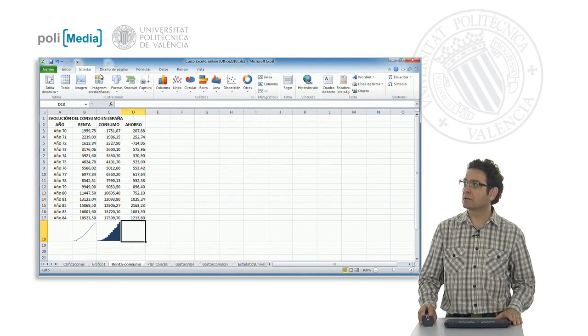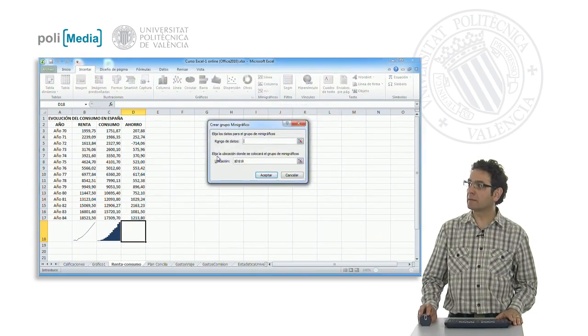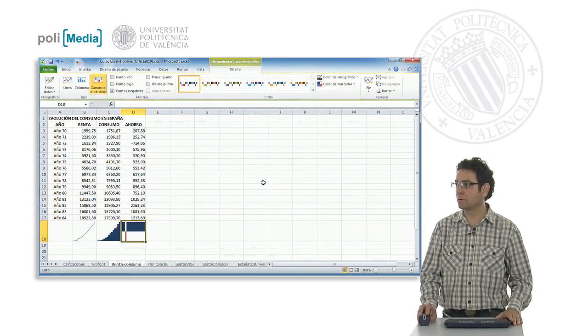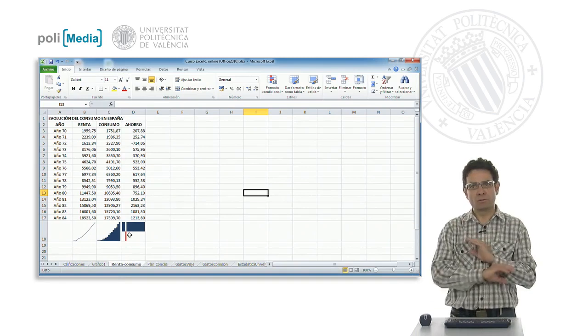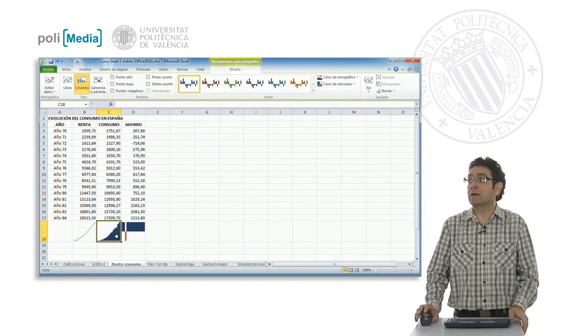Or finally, the last type we have is to insert a mini profit and loss chart, which in this case of the savings, we see that the concept might be suitable, but in this case all of the years yield profits except one, which yields losses. It is an interesting tool at least.